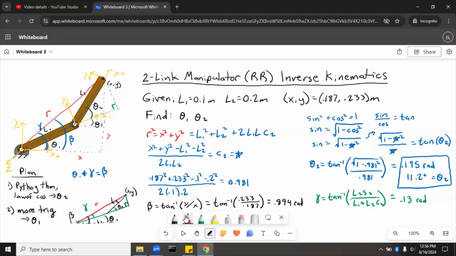Now finally, to get theta 1, we just subtract. Theta 1 equals beta minus gamma, which is 0.894 minus 0.13, equals 0.764 radians. If we convert that to degrees, we multiply by 180 over pi, and that is 43.8 degrees for theta 1.